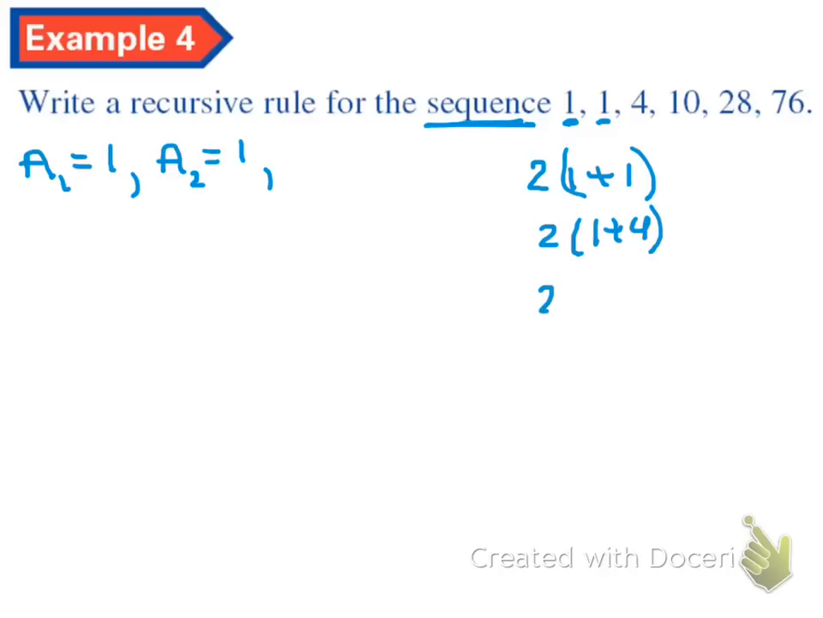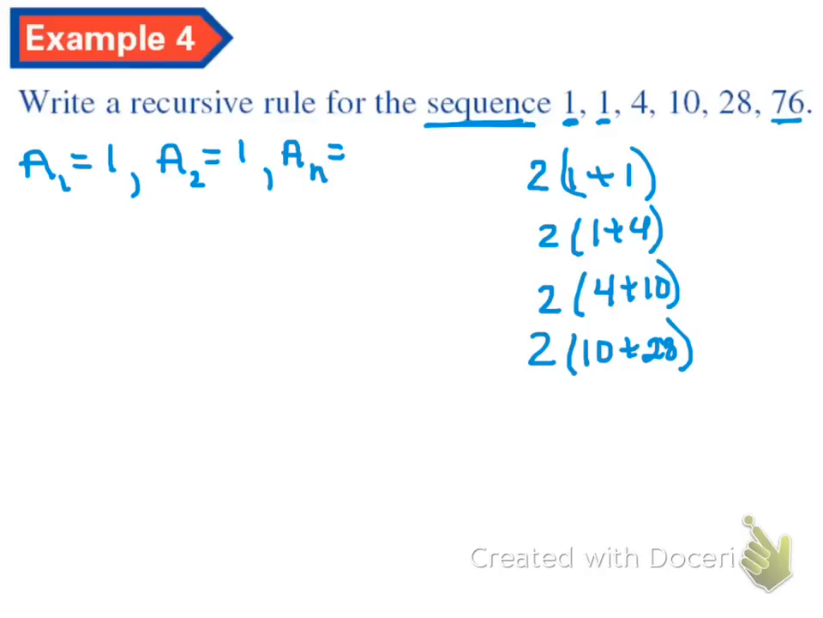So check it out, does it work for the next set? So this time we would want to add 4 plus 10. That's 14, multiplied times 2 does give us the 28. Try it for the next set, 10 plus 28, and then multiply that answer times 2. 38 times 2 does give us the 76. So we see that our rule is working. So what we are doing is, to get any term after the second term, we're taking the two previous terms and adding them, and then multiplying by 2.